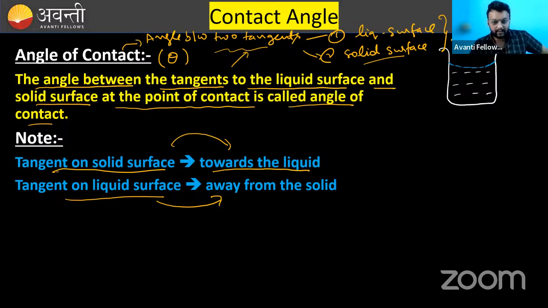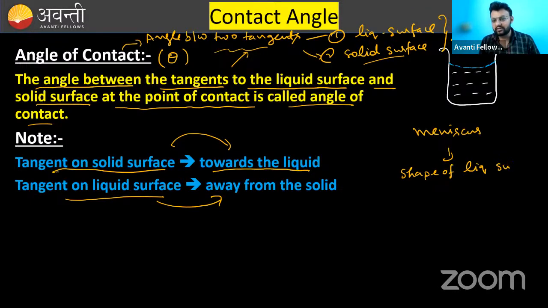Okay, listen to me. I have mentioned three terms. One is meniscus. What is meniscus? The shape of the liquid surface is known as meniscus. Second thing, angle of contact. It is denoted by theta, the angle between two tangents. After that, how the tangents are drawn, one on the solid surface, one on the liquid surface.